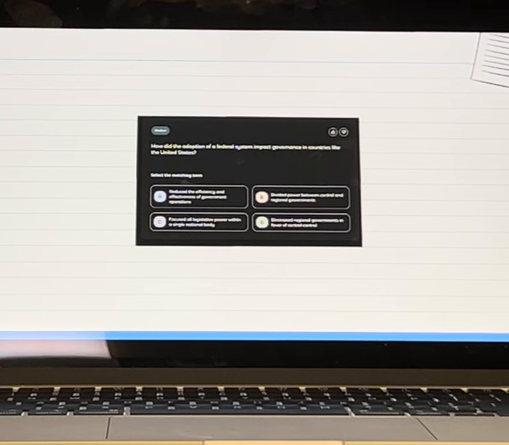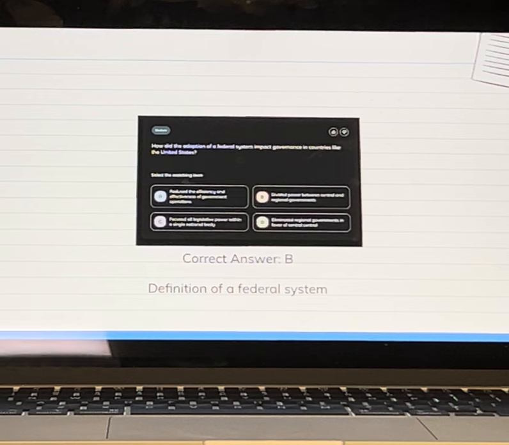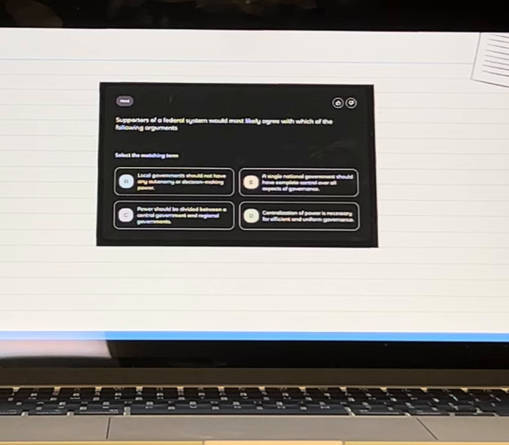Oh, this one's even small. How did the adoption of a federal system impact governance in countries like the United States? The correct answer is B because it's the definition of a federal system. And it says divided power between central and regional governments. The other ones I'll talk about, unitary systems, are just bullshit.